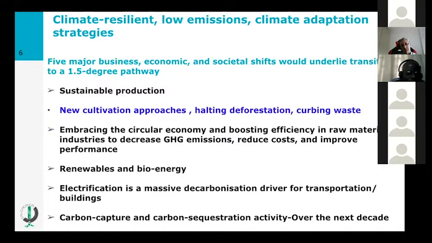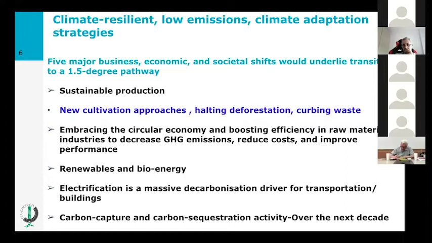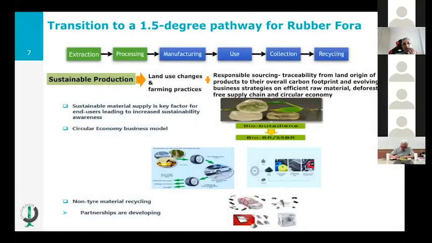Then electrification is a massive decarbonization driver for transport and building. And if you look at the total CO2 emission, the transport sector and agriculture contribute around 2/3 of the total emission. Specifically, in the transport sector, 1/4 of the emission is coming from transport. So what policies need to be there to offset this level of emission? Carbon capture and carbon sequestration activities are another area where the industries and players in this space need to look into for the next 10 years to reach the target line of 2030 as well as the target line of 2050.